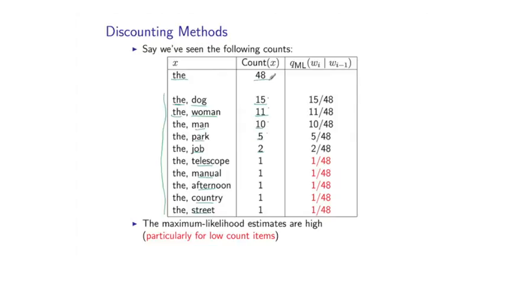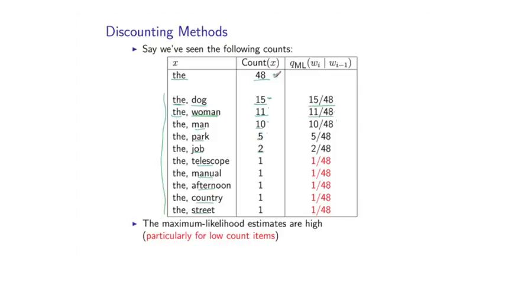So now if we consider the maximum likelihood estimates in this case, they're going to be, for example, 15 divided by 48 for the probability of dog following there, 11 out of 48 probability of woman following there, and so on, just the ratio of this count to the total number of times that I've seen the word there.